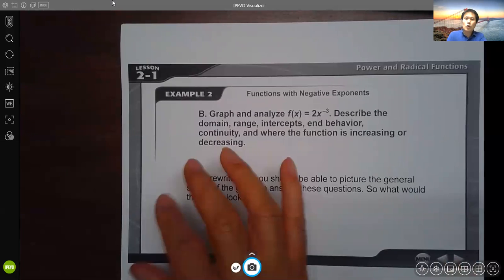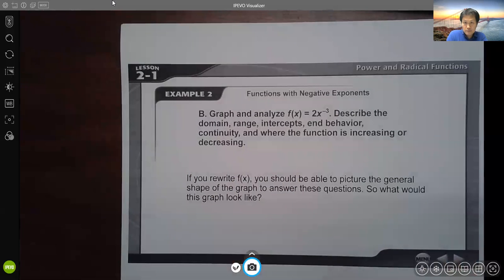Okay, you should graph this using a calculator and try to do the analysis. Pause it, please try.